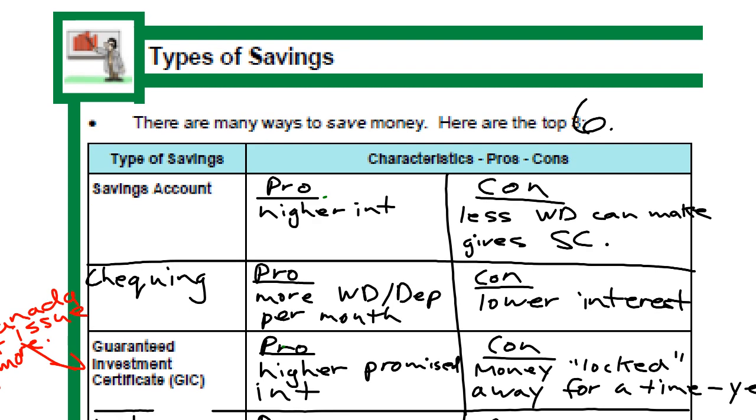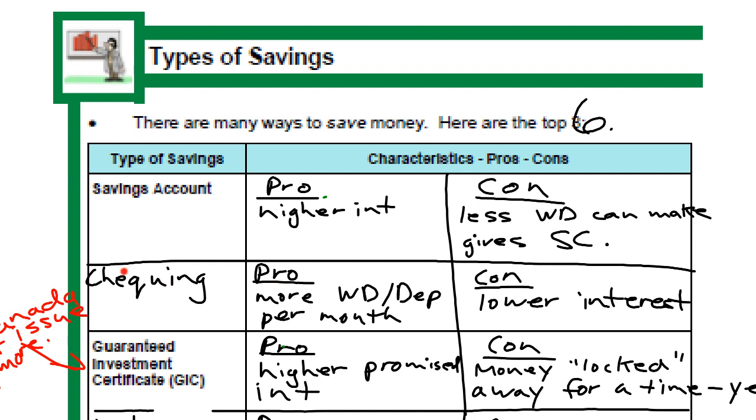So I want you to be familiar with the top 6 ways to save money and make money in a bank. The first thing that we have is a savings account. Okay, a savings account has higher interest than a checking account. Now the biggest problem with this type of account is that you can make fewer withdrawals compared to what we had when we were dealing with our checking accounts.